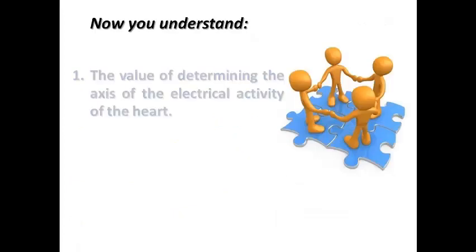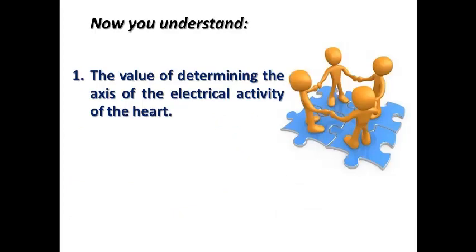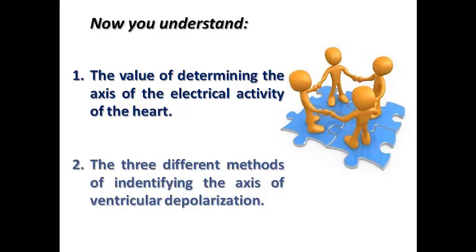So at the end of our lecture, we understand now the value of determining the axis of the electrical activity of the heart, and we understand the 3 different methods of identifying the axis of ventricular depolarization, because as we mentioned, we have 2 different axes in the heart.